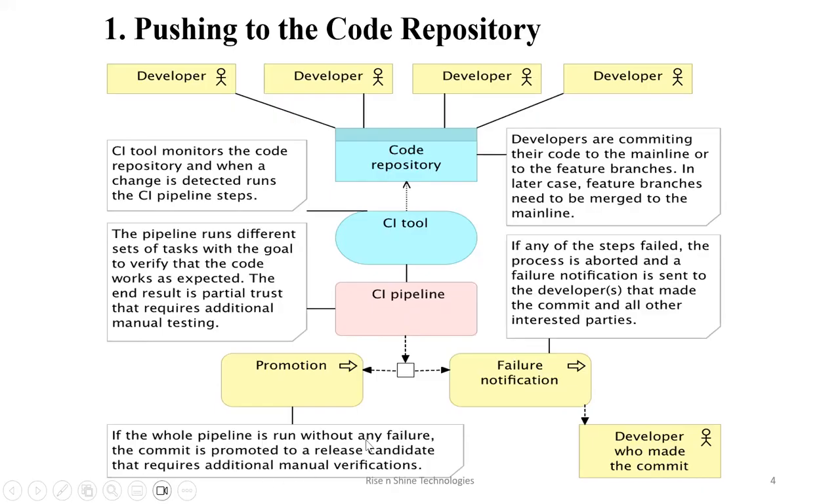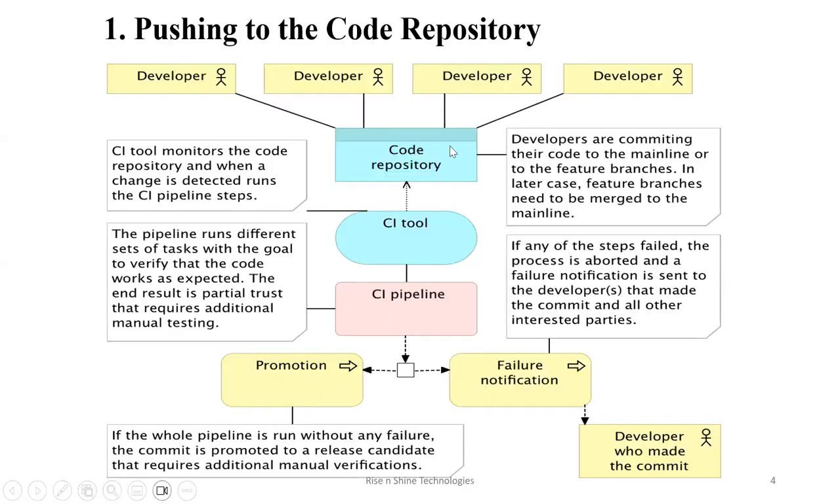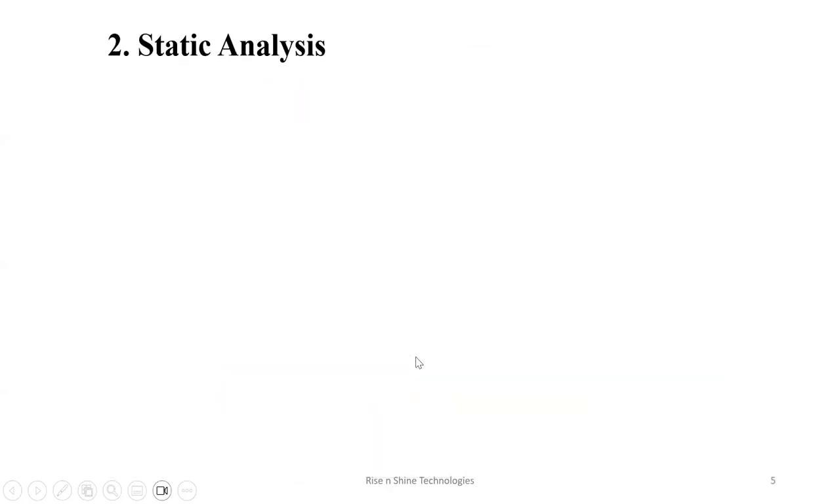If the whole pipeline runs without any failure, the commit is promoted to a release candidate that requires additional manual verification. If manual testing is required from the testing team's point of view, that is required, or otherwise auto promotion. The first stage we are talking about is the code repository commit, which starts the pipeline. The next stage we are expecting in the pipeline is static analysis.